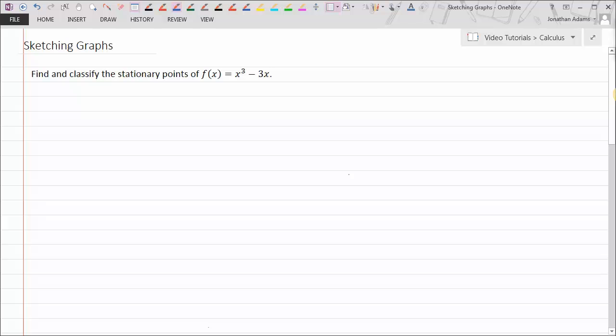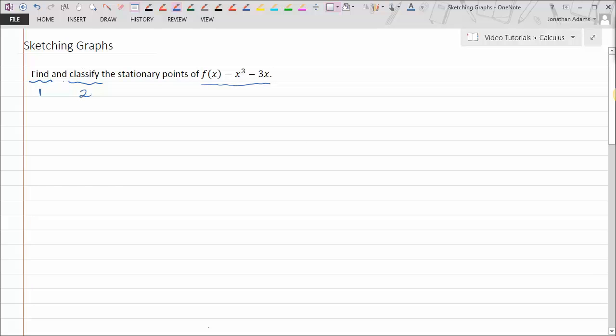In our first example, we're going to look at a question that asks us to find and classify the stationary points of this function, x cubed minus 3x. Now, this question has two parts to it. The first part asks us to find the stationary points, and the second part asks us to classify them.